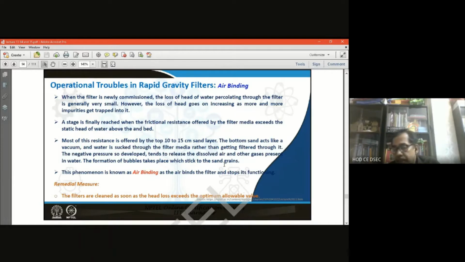So what is the remedial measure? How to solve this? What is the remedial measure to take care of this air binding phenomenon, which is a troublesome phenomenon in the rapid sand filter? The filters are cleaned as soon as the head loss exceeds the optimum allowable value. It should be cleaned by backwash so that the air bubbles are removed, restoring the previous condition so it will function as before. It has to be cleaned as soon as possible to minimize the head loss. So this is one operation trouble I am highlighting.